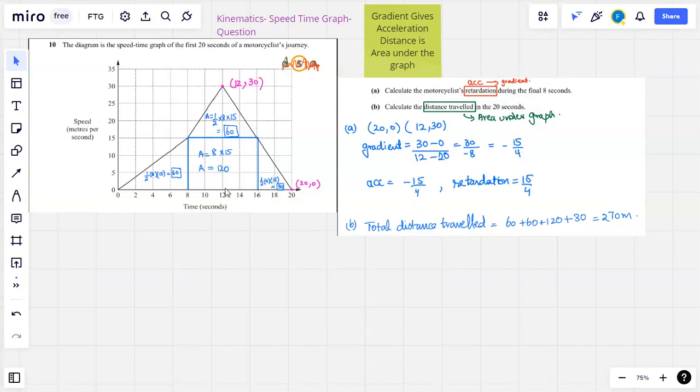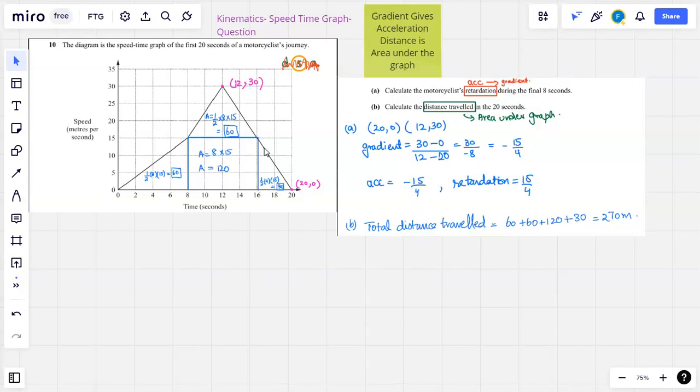And in the last stage, from 12 to 20, in the last 8 seconds, there is a deceleration, so the speed is decreasing, and finally the object is coming to rest. So this is the journey of a motorcyclist, and we have two parts for this question. In the first part, we have to find the retardation, which is also called the deceleration or the negative acceleration, during the final 8 seconds. This is the final 8 seconds from 12 to 20, and this part is called the retardation part or the deceleration part, where the speed is decreasing.